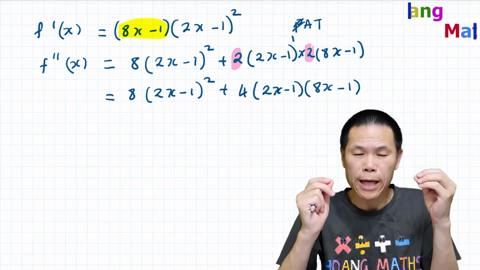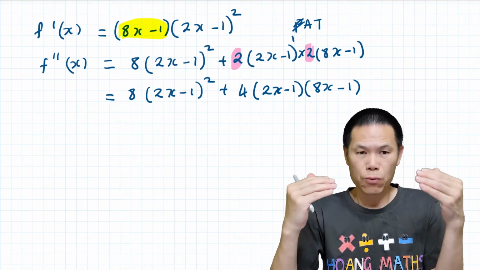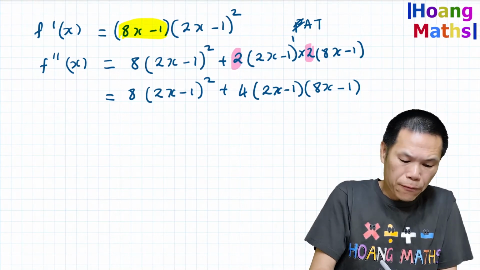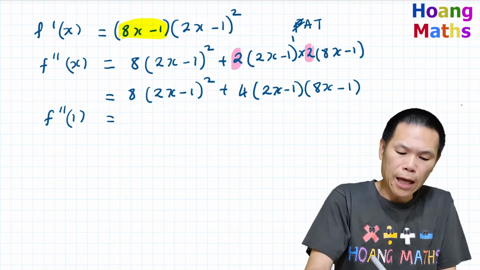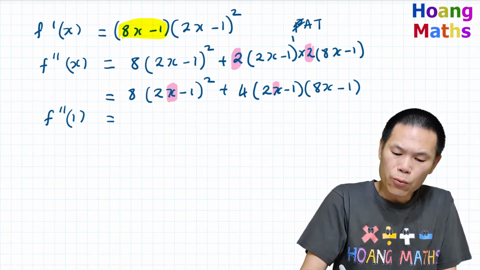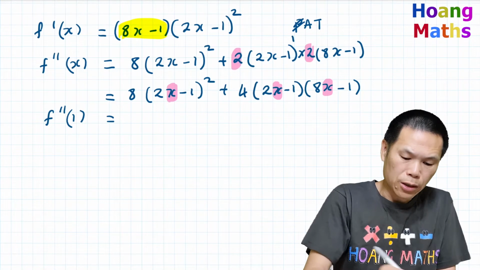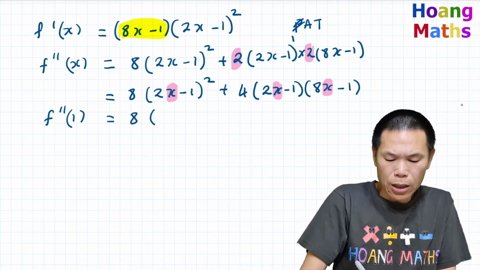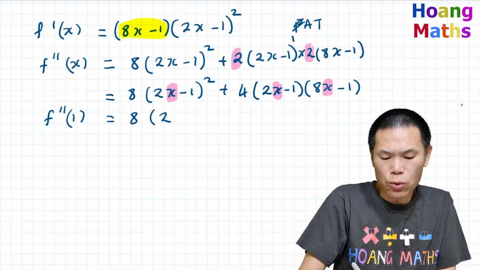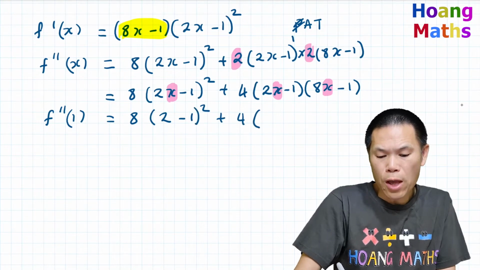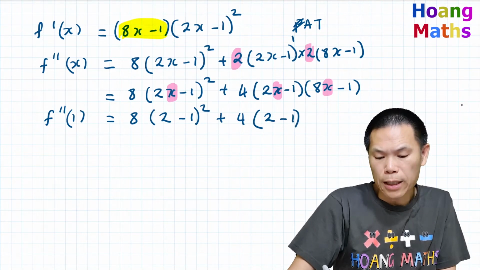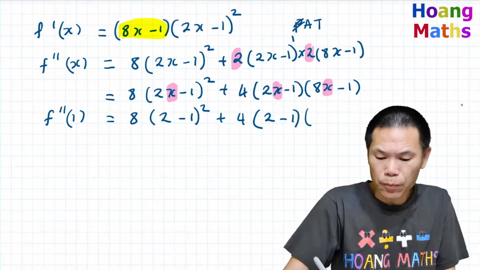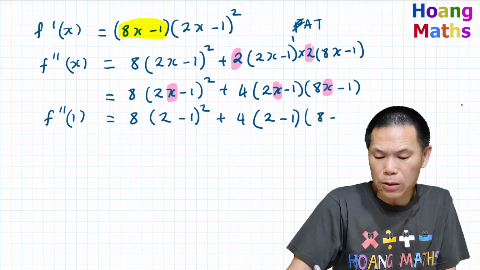So every time we see x, we replace it with 1. So for f double dash 1, this means that this x here, we replace with 1. So that becomes 8 times (2 times 1 is 2), we minus 1, squared. We add 4 times (2 times 1 is 2), we minus 1, and 8 times 1 is 8, and then we minus 1.